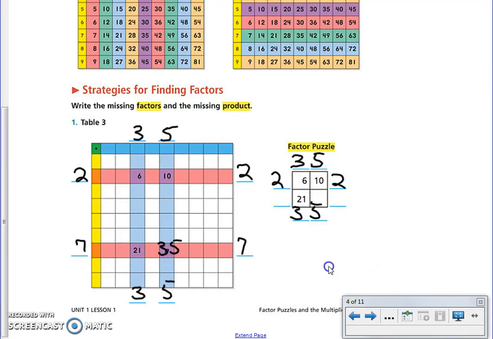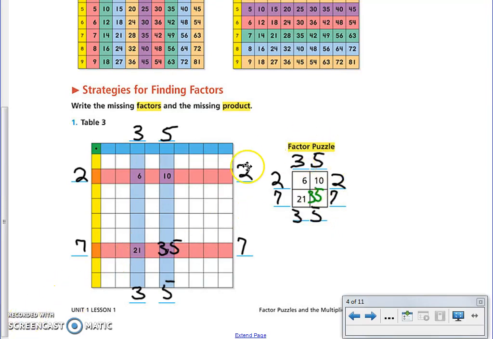Now that you have everything filled out, you can fill in the unknowns. So down here we have 3 times some number is going to be 21. Again, use the multiplication table if you need, or if not, maybe you just know your facts. 3 times 7 is 21. That means 7 goes here on both sides because that signifies the 7 multiplication table. Last but not least, I need to figure out the amount for this unknown or empty square. Well, that is going to be the product, or the answer, to 5 times 7. 5 times 7 is 35.